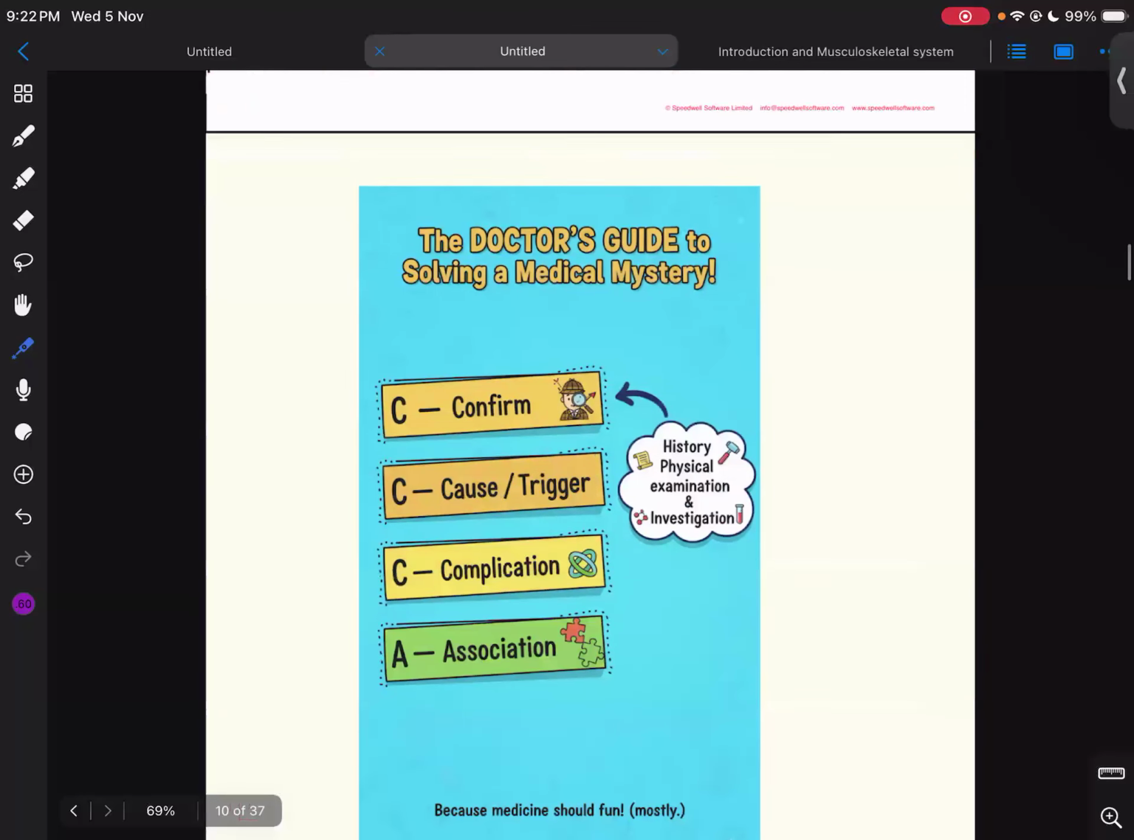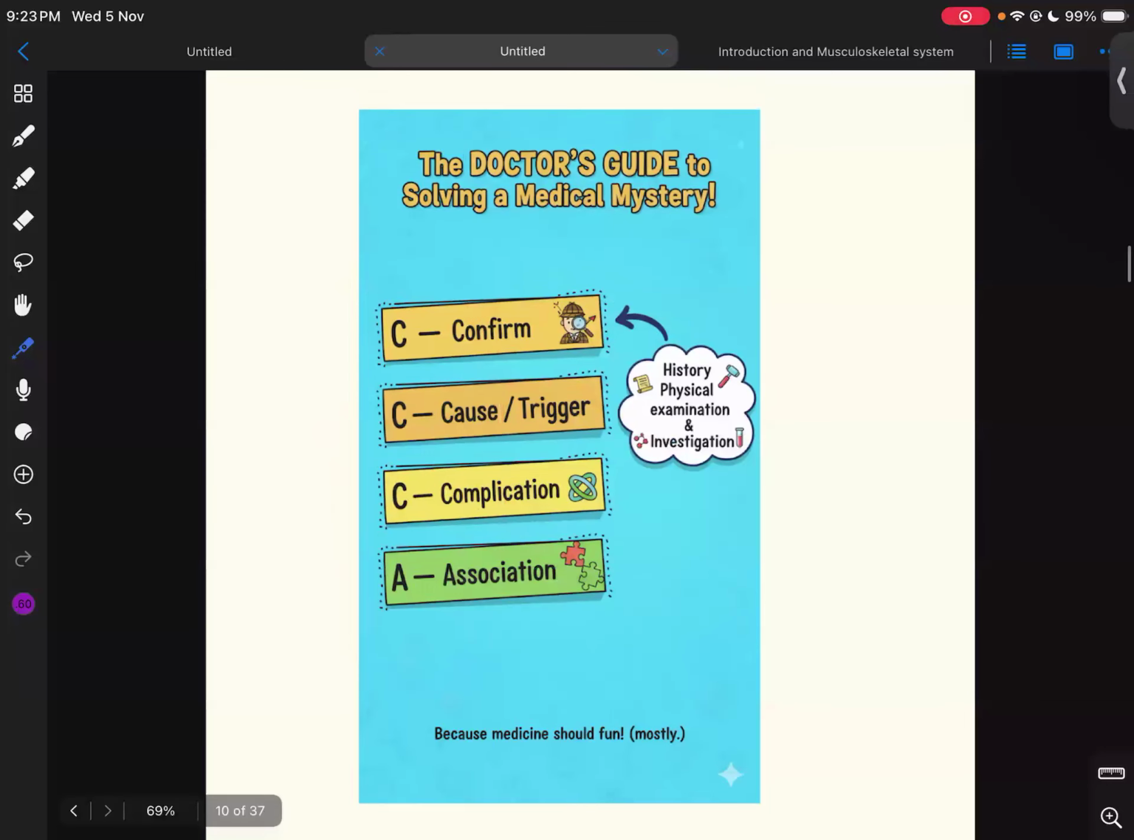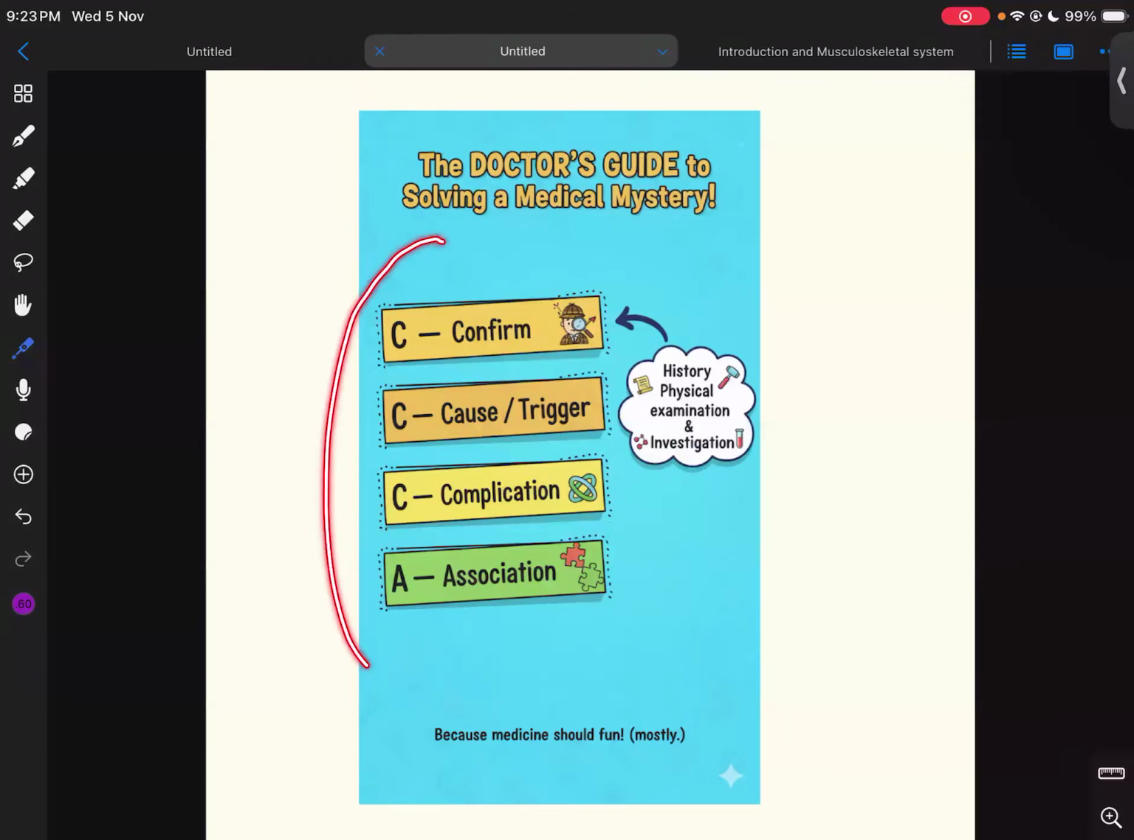But before that, I have to discuss something new that you will find in this course. That is the concept of CCCA. So what does this CCCA mean? During approaching each long clinical consultation station, we have to follow this pattern. The first C stands for confirm. The second C stands for finding out the cause or trigger. The third C is for finding out the complication, and A stands for ruling out association. All these CCCA have to be excluded from the history, physical examination, and investigation.